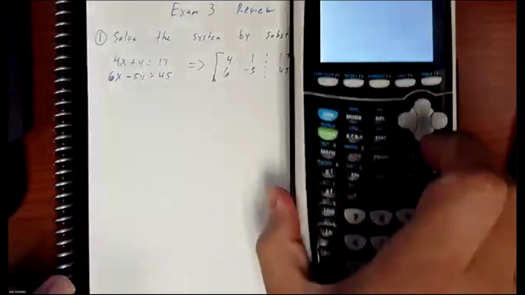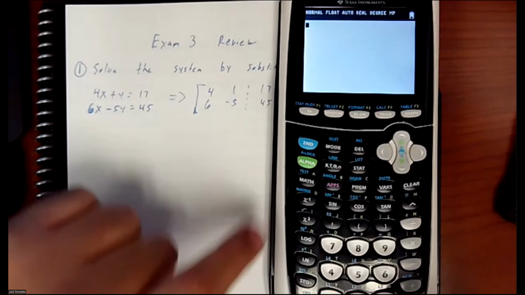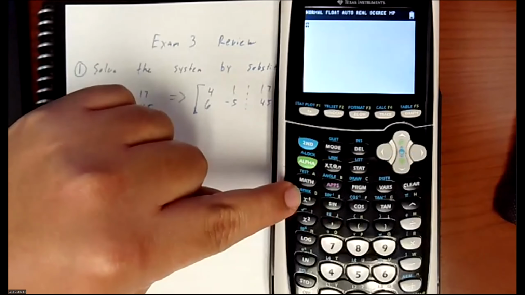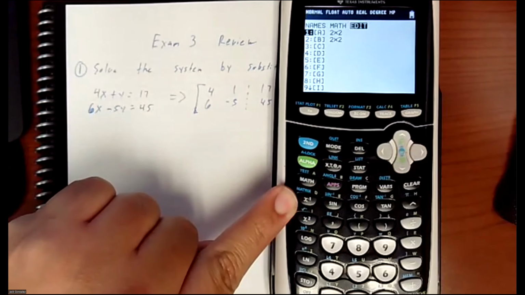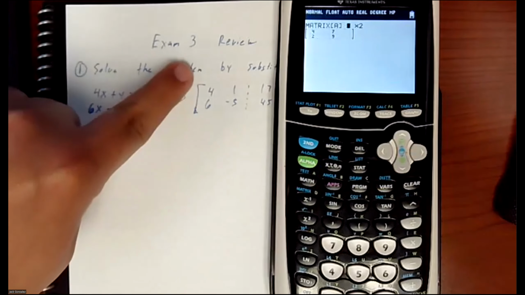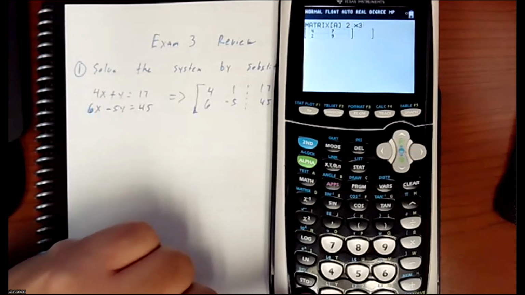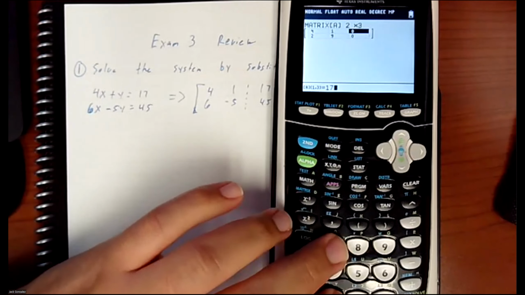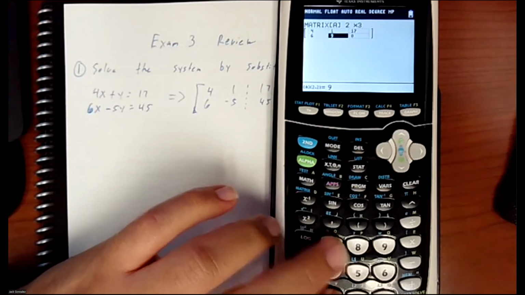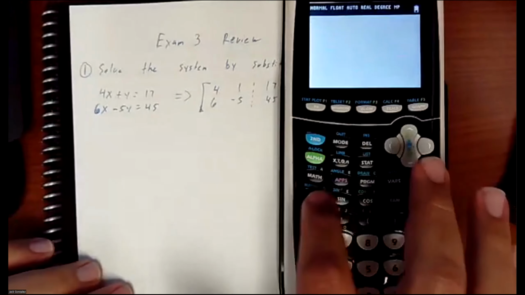Okay, I'll put it right here. Hit second X inverse button if you're using the 84. Go to edit. We have a 2 row by 3 columns, so 2 by 3. 4, 1, 17. 6, -5, 45. Second quit. Second matrix.